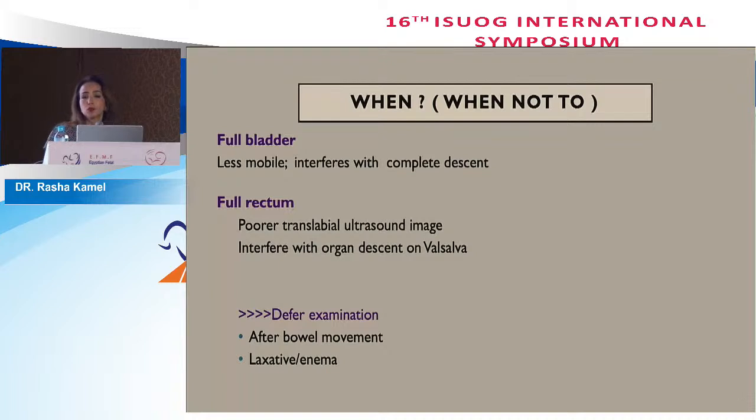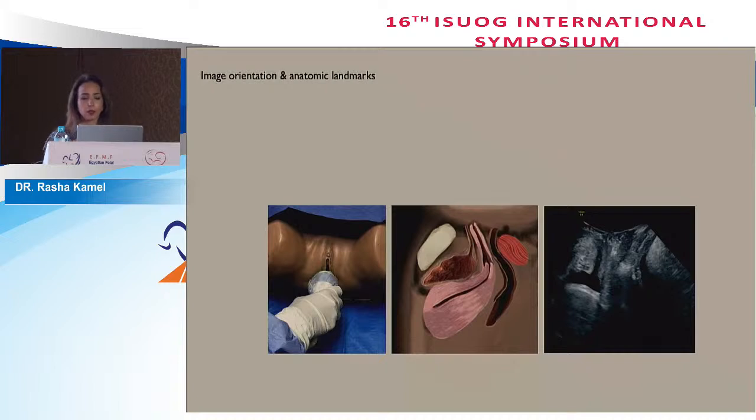So when do we do ultrasound, or when do we not do the transcranial ultrasound? The bladder, as I said, has to be empty. With a full bladder, we should not attempt to do transcranial ultrasound because the organs are going to be less mobile and it will interfere with assessing for the complete descent. The same applies for a full rectum, and also the full rectum will result in a poor transcranial ultrasound image due to the shadows that are going to be cast from the rectal contents, and also a full rectum will not properly descend on valsalva. So in these cases, we just defer the examination after we empty the bladder or empty the bowel.